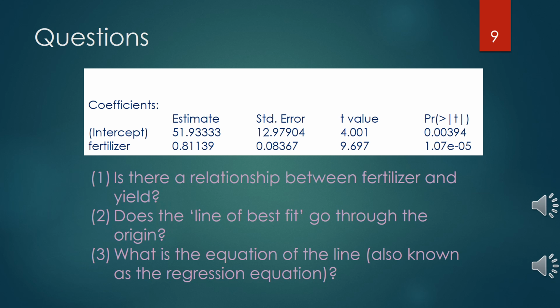Here are a few questions to make sure you understand what is being presented by R. Question 1. Is there a relationship between fertilizer and yield? In other words, is there a significant slope? Question 2. Does the line of best fit go through the origin? Or in other words, does the intercept equal 0? And question 3. What is the equation of the line, also known as the regression equation? I'll give you a minute to think about it.